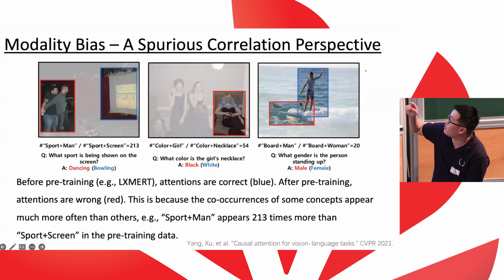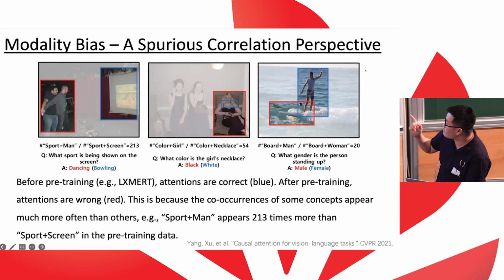And for the large language model, you can see here I visualize some attention. The blue attention is the correct one, but the red attention is what, in the real-world case, the large language model focuses on instead of the true blue one. So if I ask the large language model what sport is being shown on the screen, it should focus on the screen, right? The blue box. But actually, from some visualization, we know the large language model focuses on the red one.